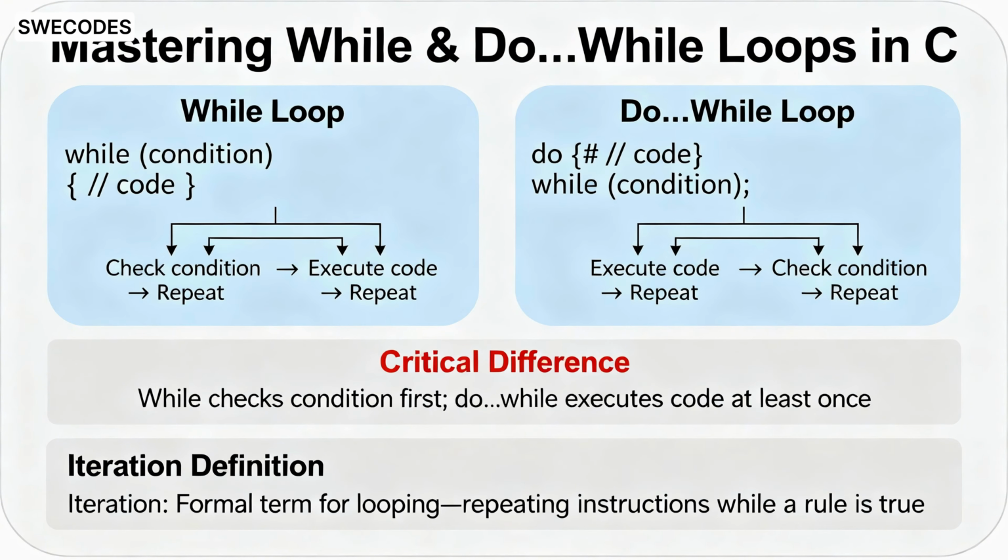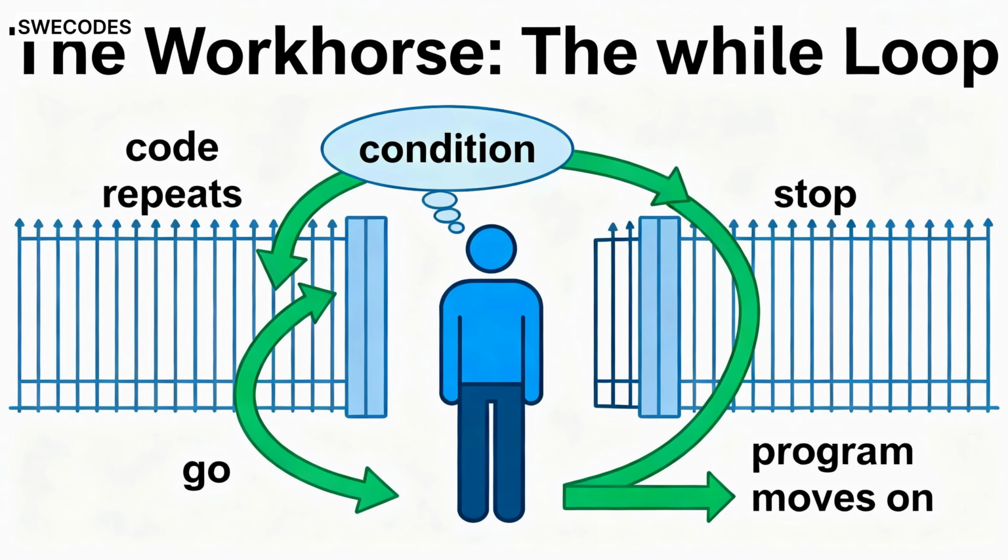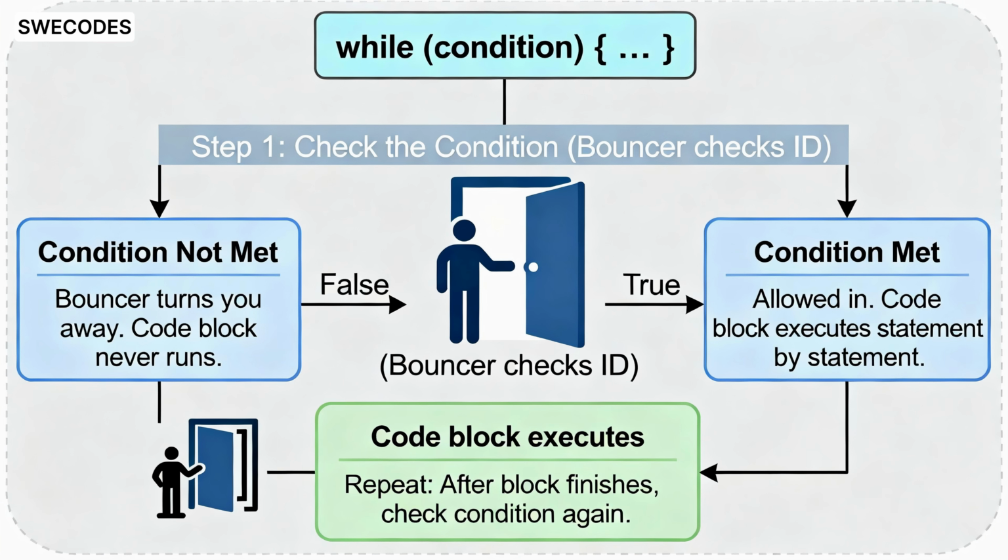What is iteration? Iteration is just a formal word for looping. It's the process of repeating a set of instructions as long as a certain rule is true. Think of it as a bouncer. As long as the bouncer says go, the code repeats. The moment the bouncer says stop, the loop ends and your program moves on. This rule is called a condition, and it's the key to everything.